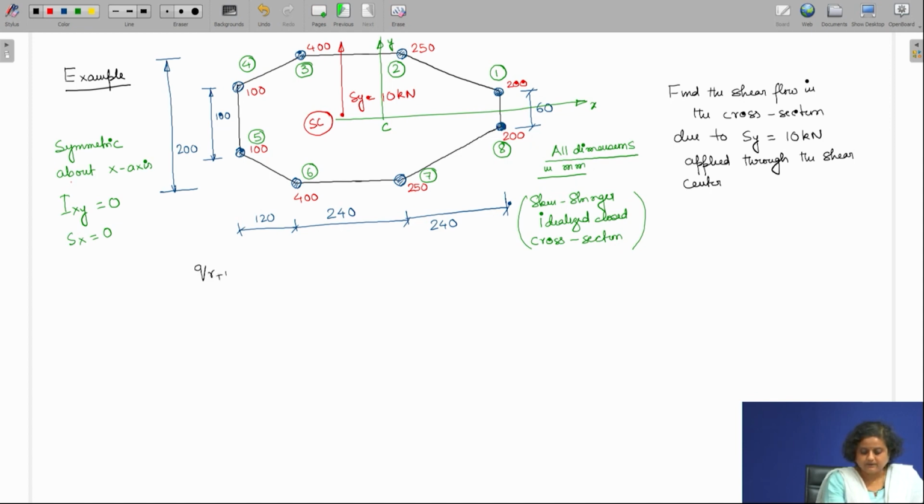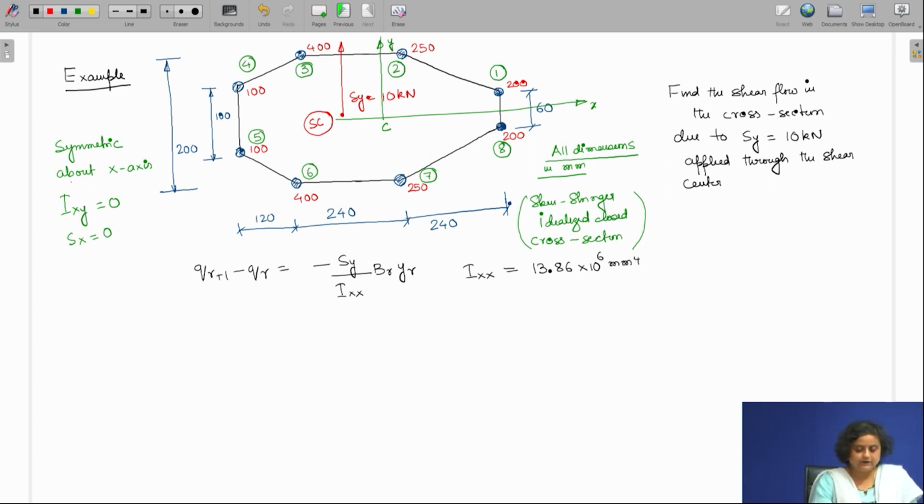Qr plus 1 minus Qr is going to be minus Sy by Ixx into Br into Yr. So Ixx of this cross section can be found out very easily, and I am not repeating the calculation here. If we find it out, it is going to be 13.86 into 10 to the power 6 millimeter 4.